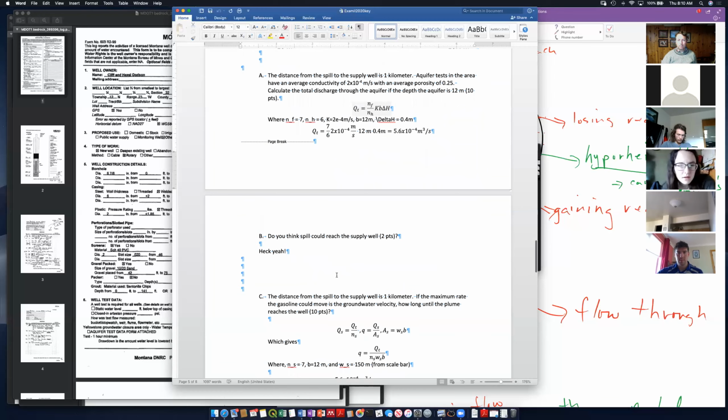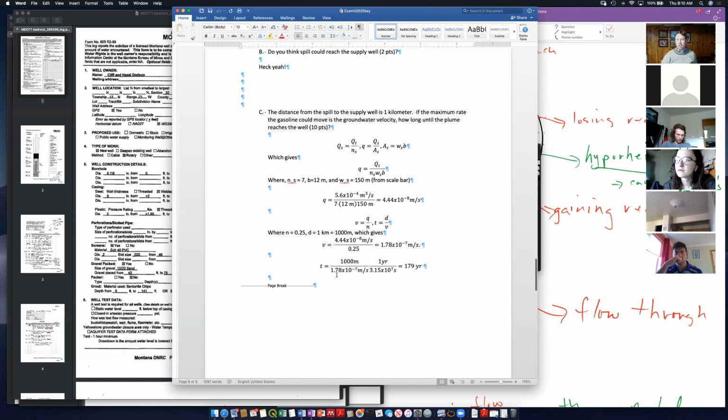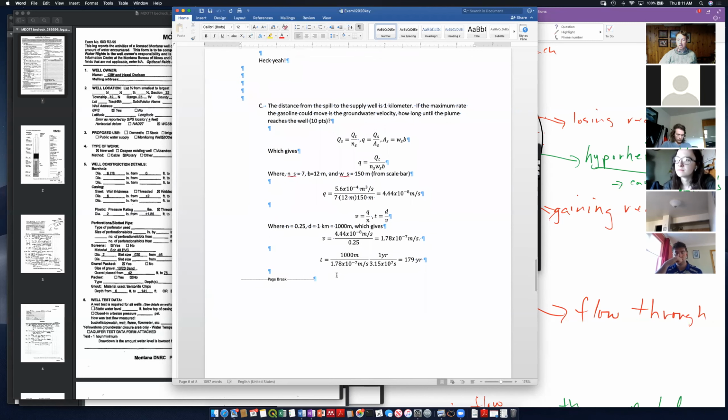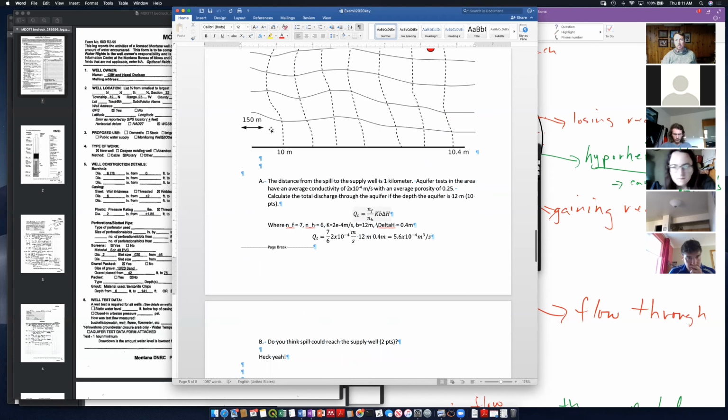I took a whole bunch of different ways you could have calculated this discharge. I do it for a single stream tube. You could do it for approximating the area for the full aquifer. You need to use the correct area and you need to use the scale basically. So this gives you some spatial scale here.